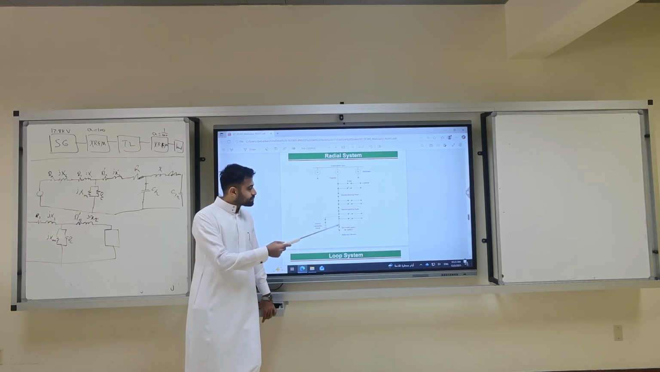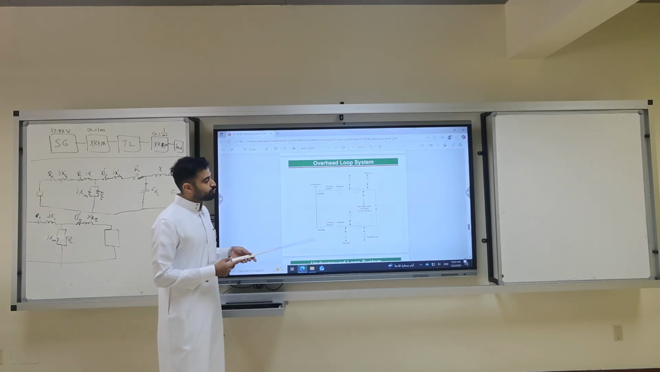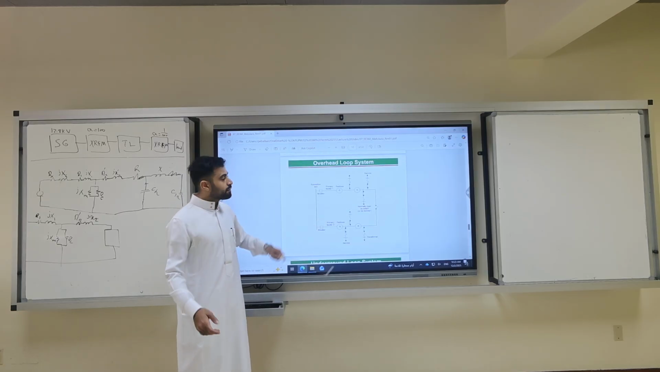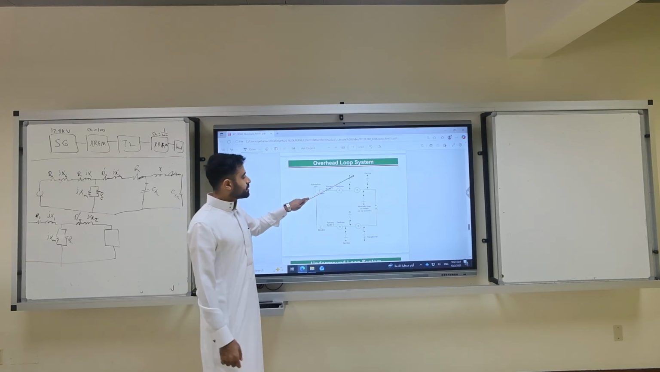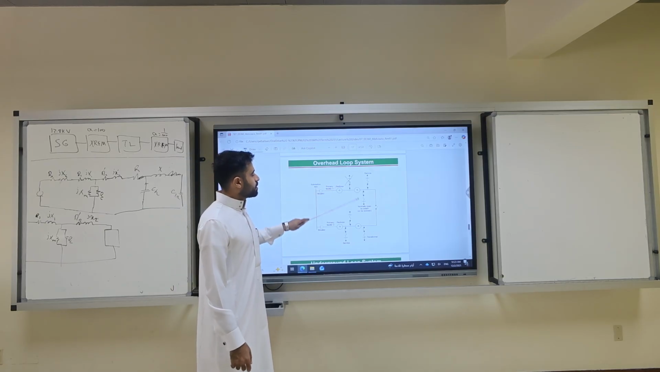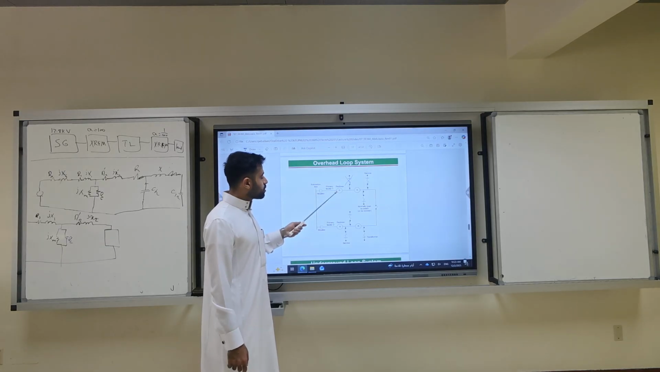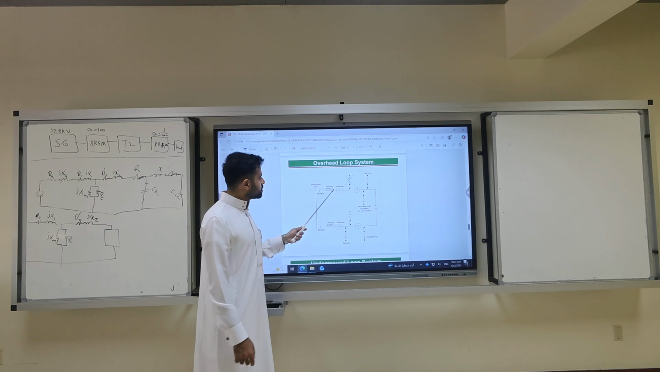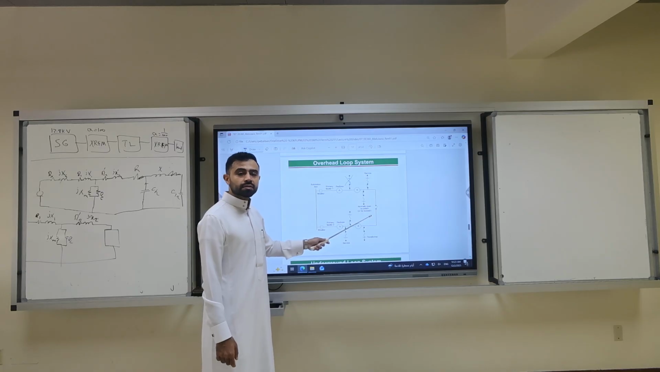What else we have? We have the loop system. What is the beauty of loop system? If a fault occurs here, this recloser will be open. Then if a fault, this recloser will be open, it will not close. Even this breaker will be open. So these two loads will be out of service.